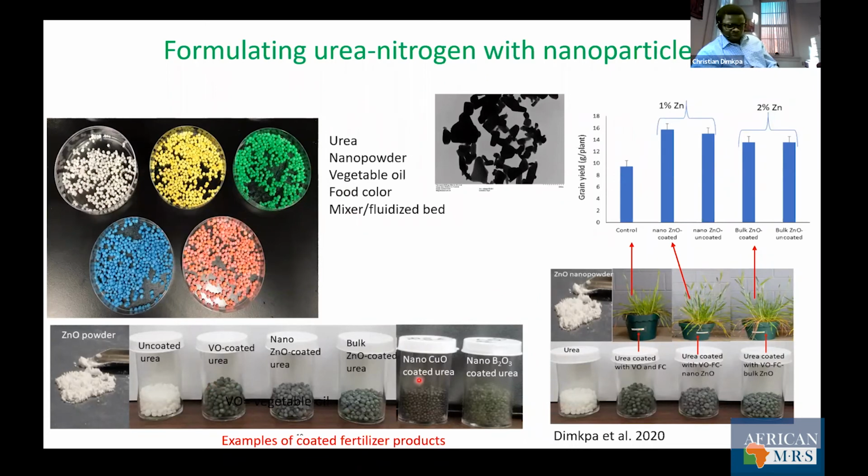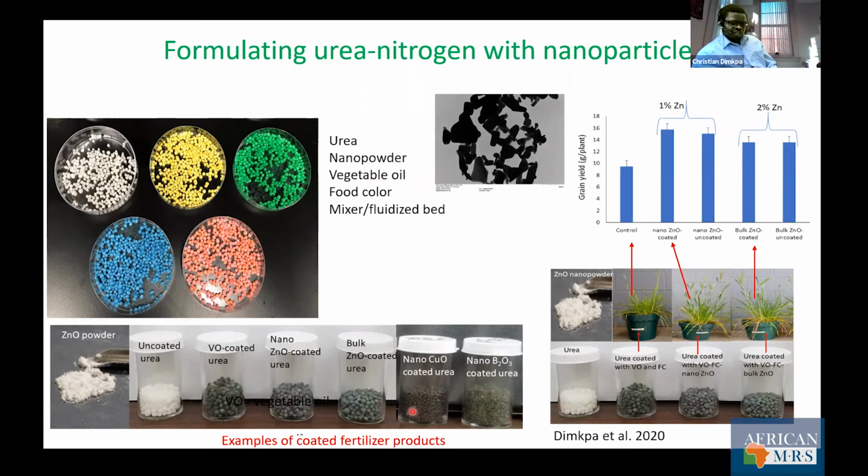You can do the same also with copper and with boron. In this case, copper is dark in color. As you may know, copper oxide is dark in color, so you don't need the food color when you are dealing with copper oxide coating of urea, because it's already dark. Once you coat the powder onto urea, it becomes dark like this.